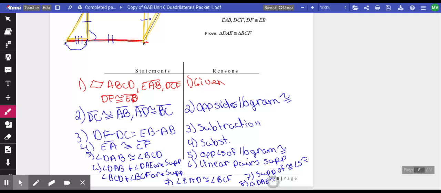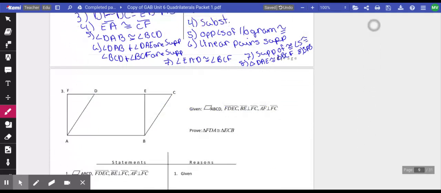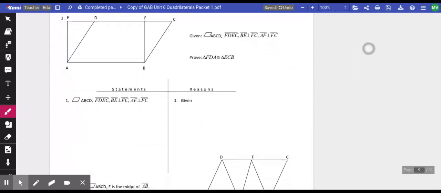I'm running out of room down here. So there's that proof. Next, I want you to pause and try number three and then come back and check against mine.